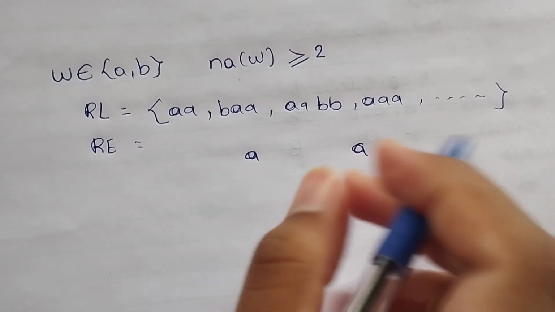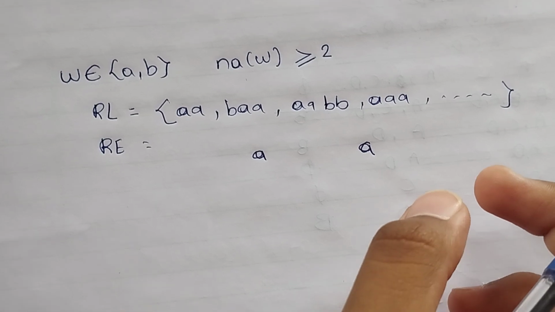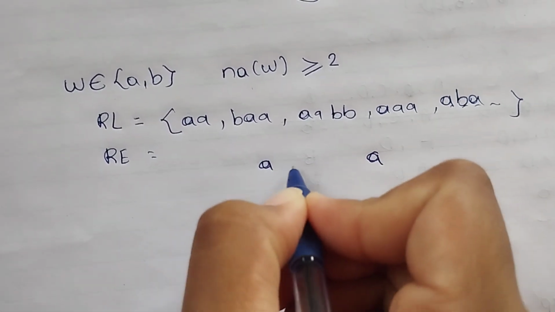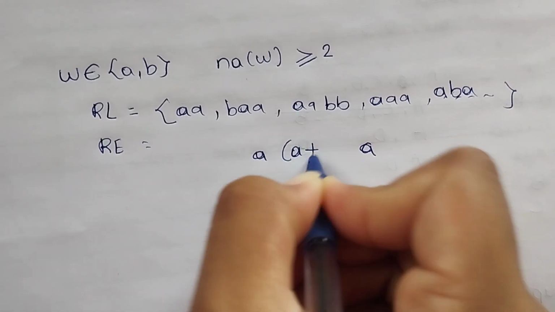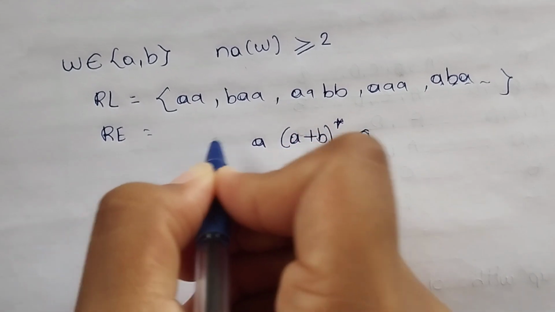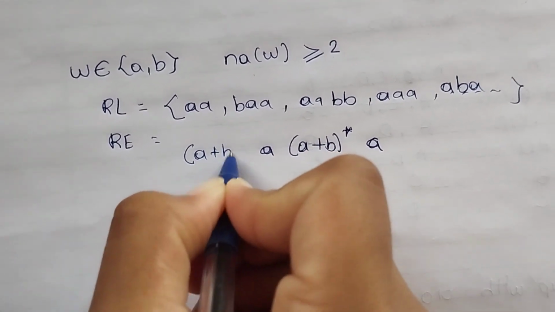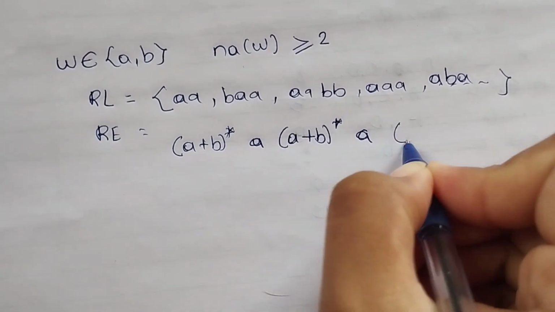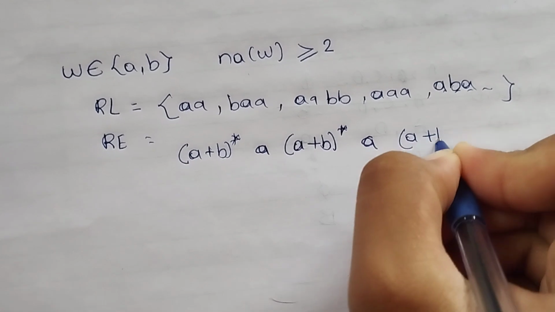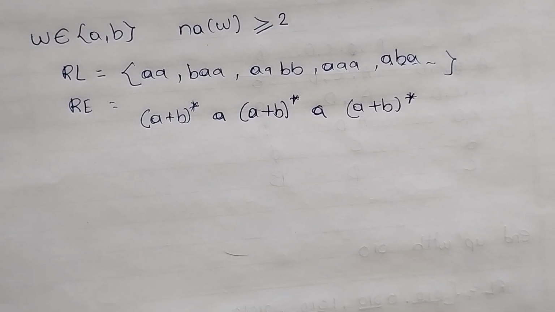Now around these two A's, any string can come. Am I right? This can be A, B, A also. So here (a+b)*. In front of these two A's any string can come, and at the end any string is possible. So (a+b)* a (a+b)* a (a+b)*. I hope you all get the idea.